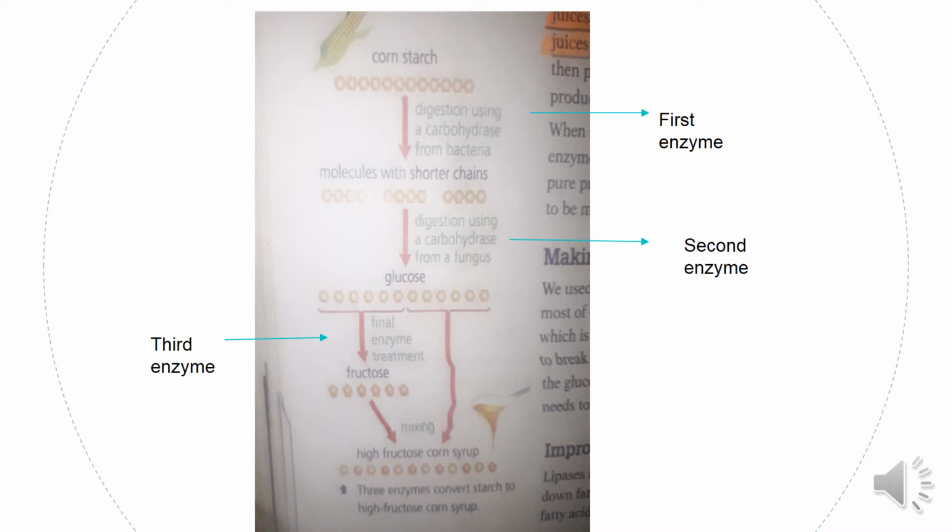So from the beginning we have the cornstarch. The first enzyme gives us molecules with a shorter chain, and then another carbohydrase gives us glucose. This glucose, by a third enzyme, has half of it turned into fructose, and the other half of the glucose remains as it is. The fructose and the other half of the glucose will give us a high fructose corn syrup, which can be used, and it is highly sweet and much cheaper than other sources.